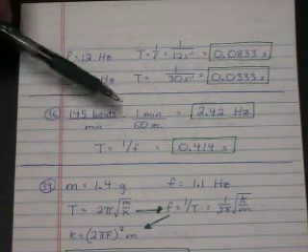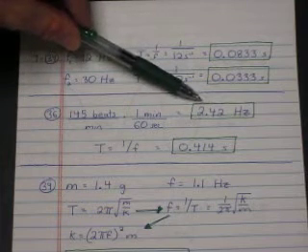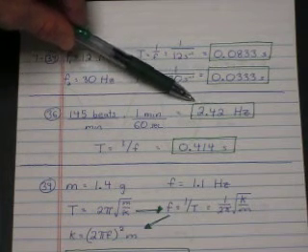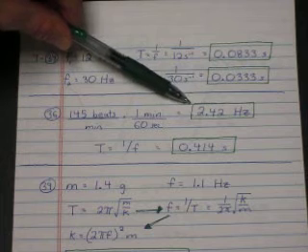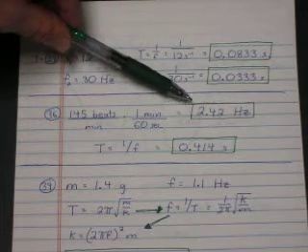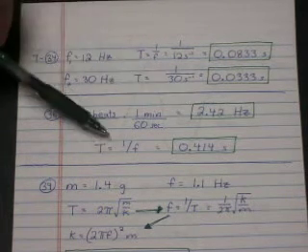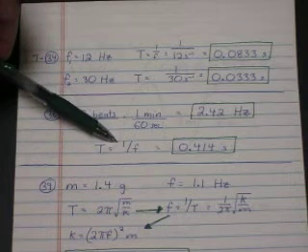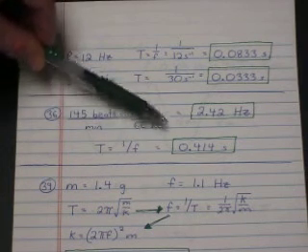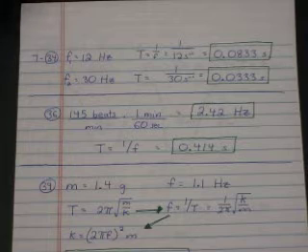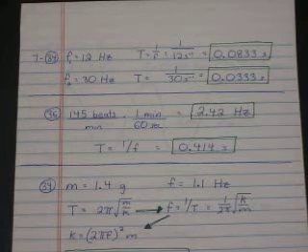So 145 divided by 60 is 2.42 beats per second, or we can say 2.42 hertz. The period is the reciprocal of 2.42, so 1 over 2.42 is a period of 0.414 seconds per beat.